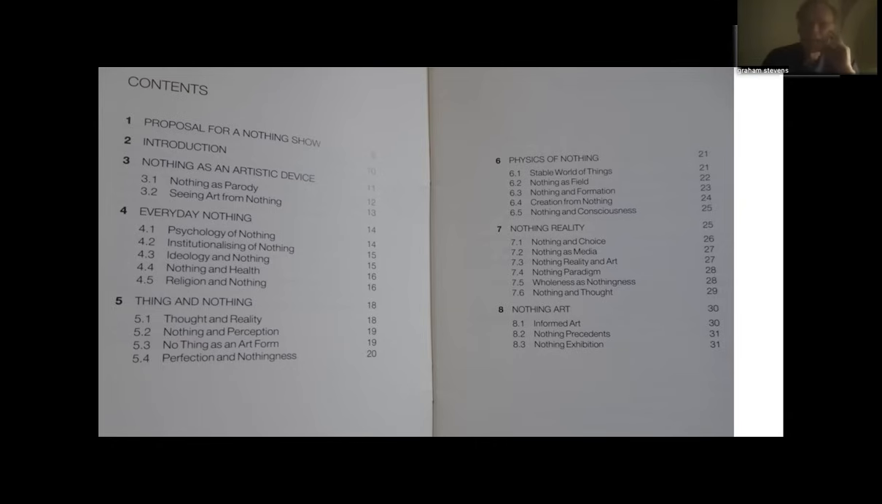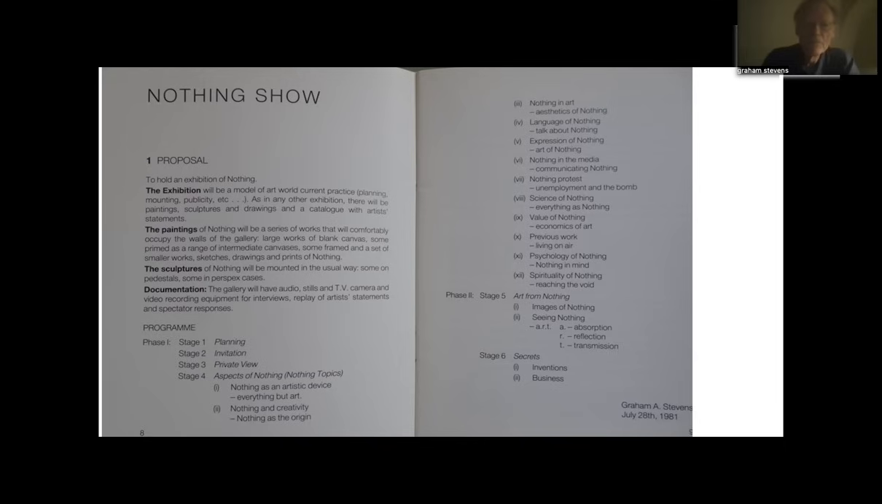And the catalogue is just every aspect of nothing that I could think of, but obviously it's infinite, through to informed art, where I conceived of sort of noetic art, which, as opposed to a phenomenal art, works inside the brain. So it's this proposal in 1981.